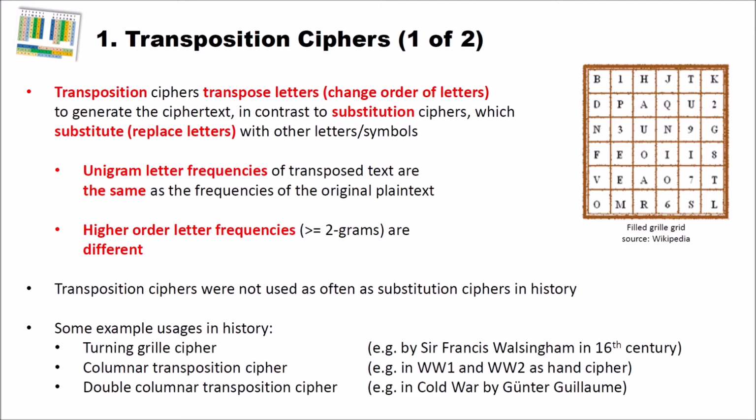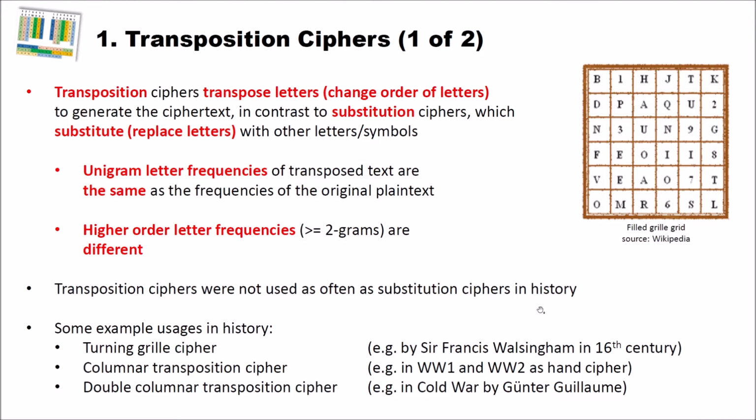So when our text starts with "the", we have a bigram TH and a bigram HE. But when we transpose the text, then the word "the" is broken into different parts, and so we don't have the first bigram TH and the second bigram HE anymore, because the letters are in completely different positions. But as I said, the unigram letter frequencies of course stay the same, since we do not change the letters themselves. And transposition ciphers were quite difficult to use and therefore not used as often as substitution ciphers in history.